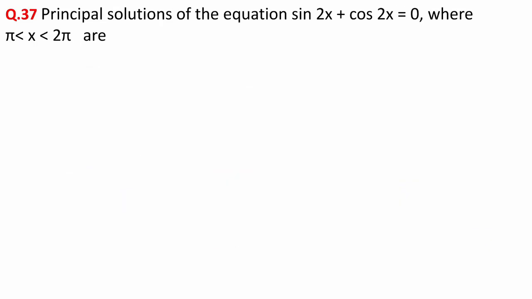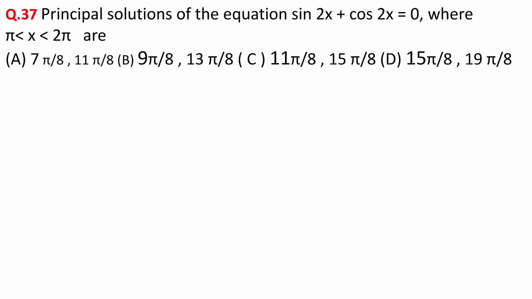Question 37. The principal solutions of the equation sin 2x plus cos 2x equal to 0, where x lies between pi to 2 pi, are. Options: A 7 pi by 8, 11 pi by 8, B 9 pi by 8, 13 pi by 8, C 11 pi by 8, 15 pi by 8, D 15 pi by 8, 19 pi by 8.